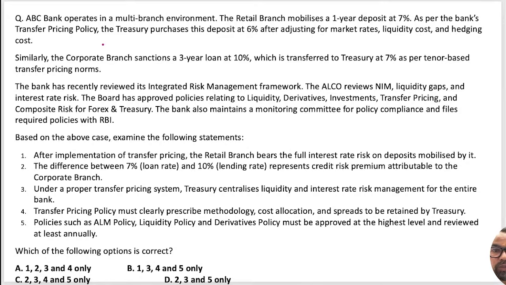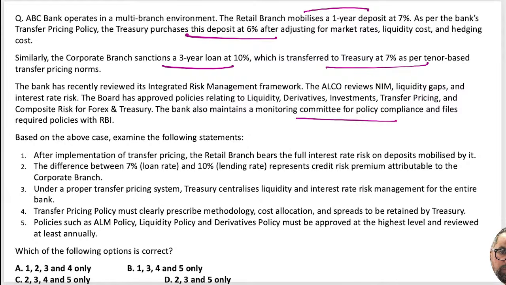So this is the last question, Srikant sir. The retail branch takes a 1 year deposit at 7%, and transfer pricing for this deposit is 6%. Similarly, the corporate branch gives a 3 year loan at 10%, and treasury transfer price is 7%. The bank has recently reviewed its integrated risk, ALCO, NIM in this. The board is reviewing the liquidity and derivative policies.